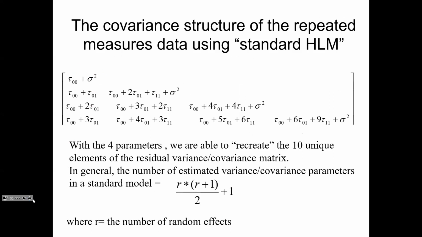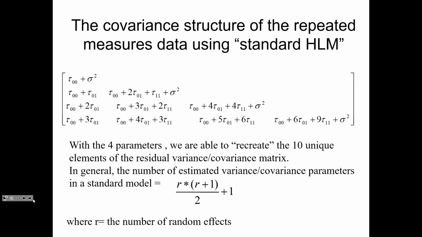So yeah, trust me on the matrix multiplication. I'll show you a little bit line by line, but take a look at this for a second. What this means is we're still at 4 parameters because it was a linear model. I have 10 unique elements of this residual variance covariance matrix because it's a 4 by 4, right? And with 4 parameters, I can recreate the 10 unique elements of the residual variance covariance matrix. And you can see I'm getting a really interesting structure.